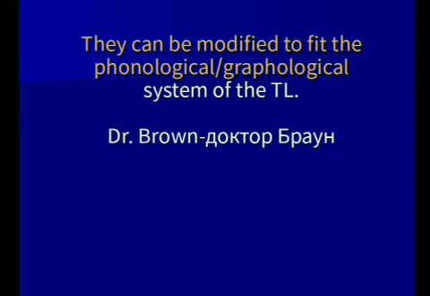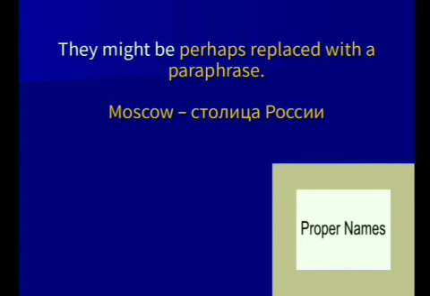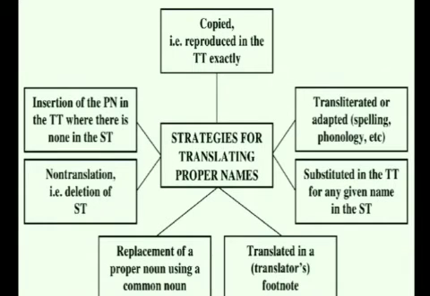Sometimes they can be modified to fit the phonological and graphological system of the target language. Dr. Brown, Dr. Brown. So we use target language letters and fully give the translation. They modify. Next one, they may be replaced with paraphrasing. Moscow, столица России. Paraphrasing gives the meaning of the proper name. Or we can say Tashkent, столица Uzbekistan. Paraphrasing.